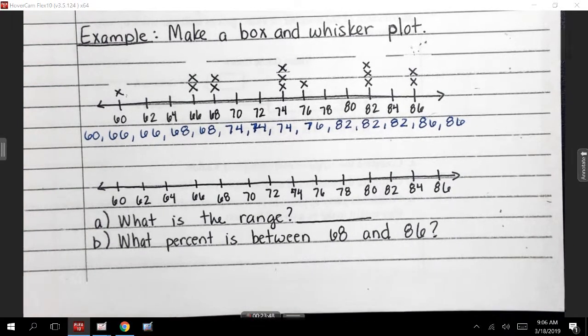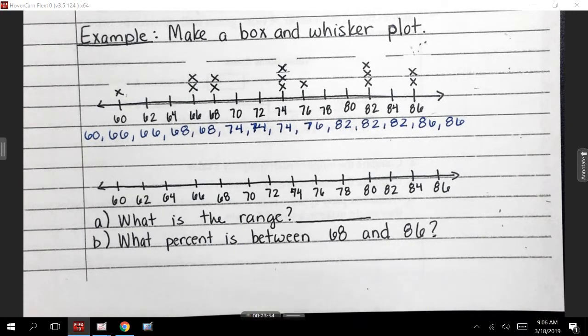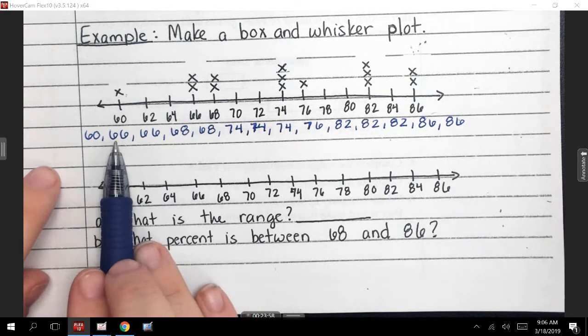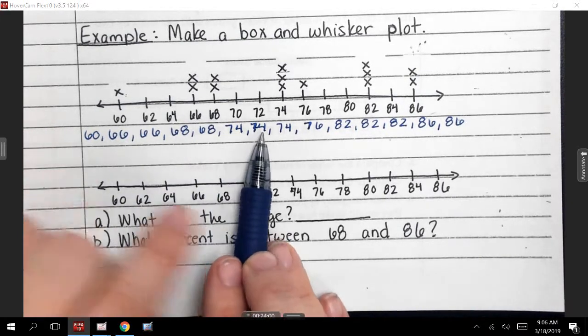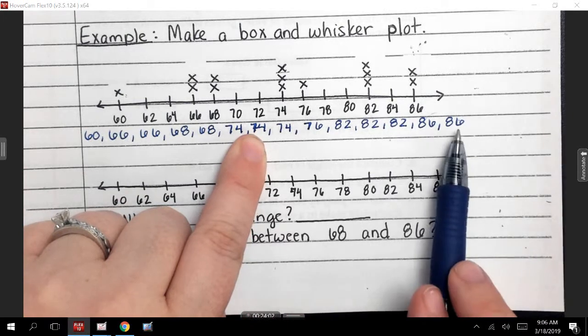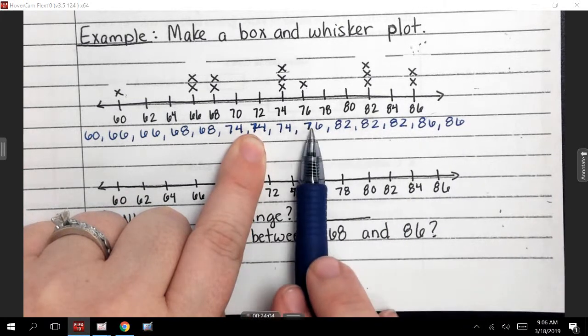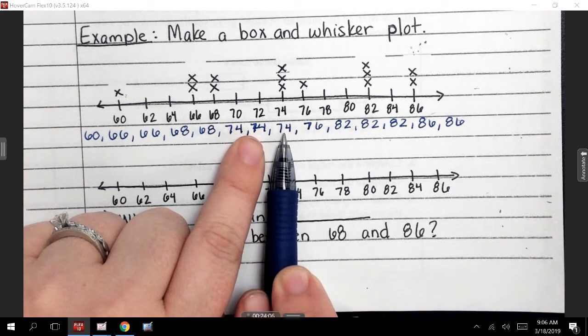Since it's an even amount, am I going to have one number in the middle or 2? 2. 14. When I split that in half, how many are going to be on both sides? 7. So I should be able to go 1, 2, 3, 4, 5, 6, 7. That puts me at that 74.